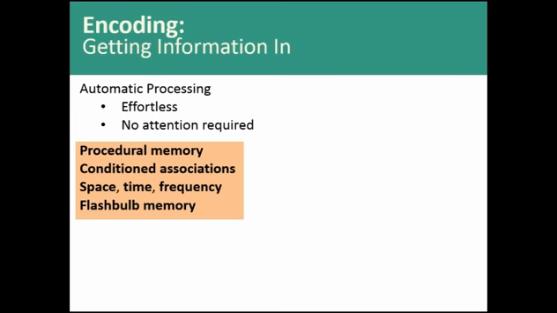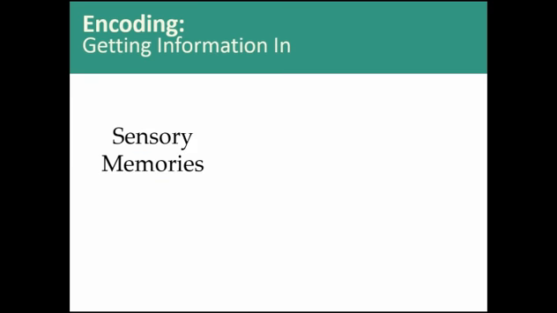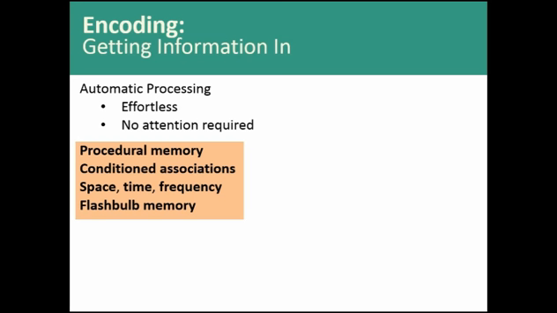Now, there's a really special kind of automatic process called flashbulb memory. And flashbulb memory refers to those events that you all have had at least one flashbulb in your life. I'll try and describe examples that'll make you think, oh, okay, I know what you're talking about.